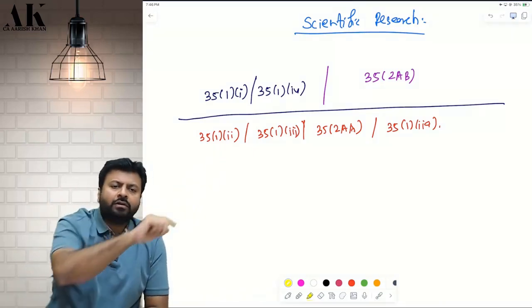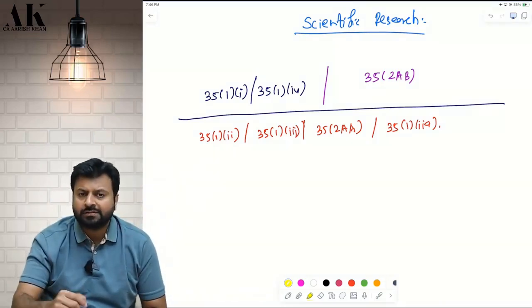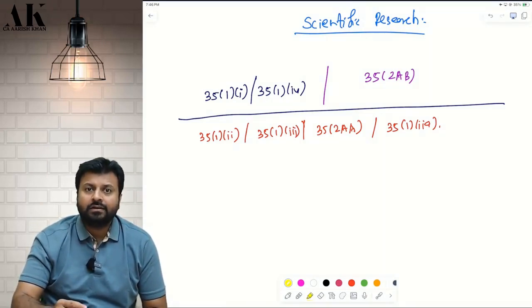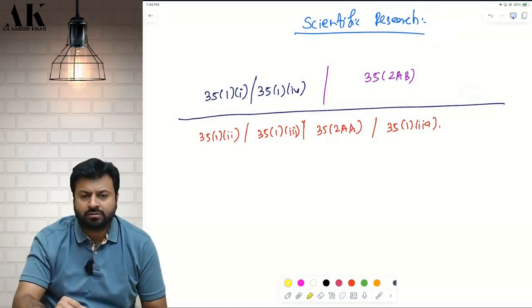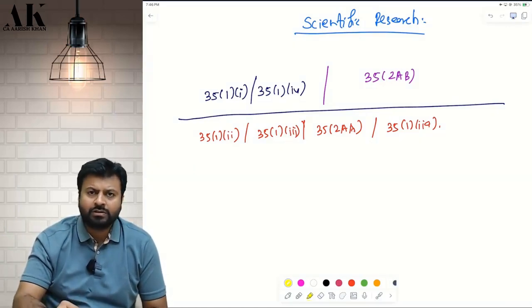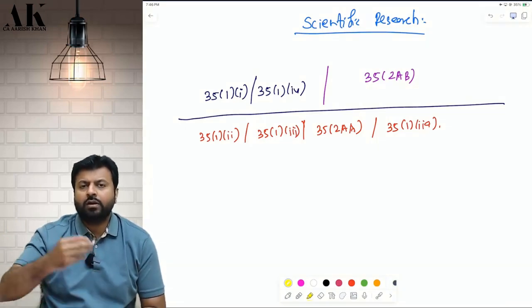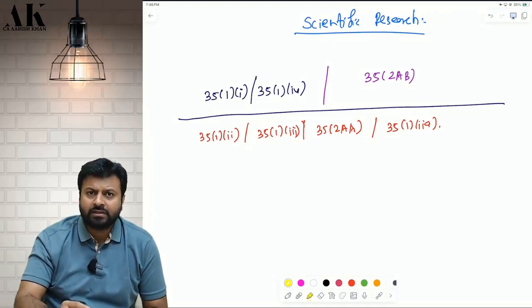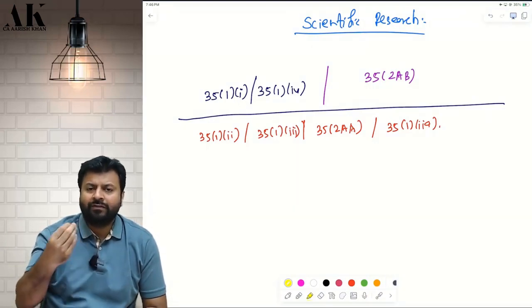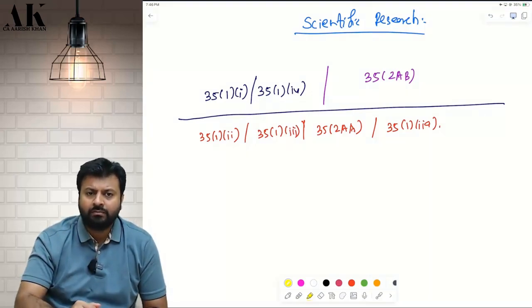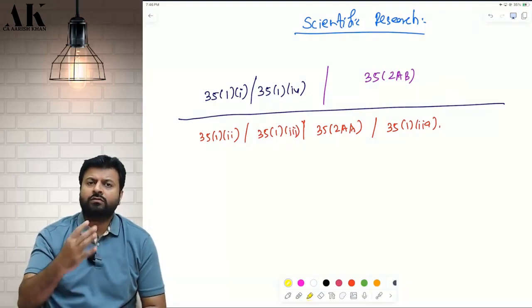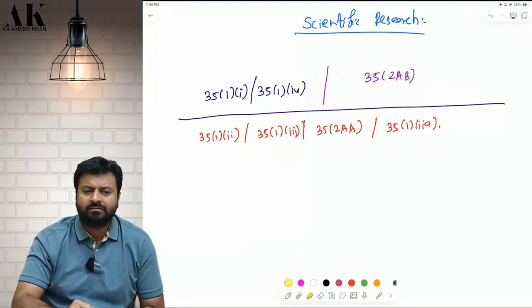What about the below 4 sections? Here, you have to help others to do scientific research. How will you help them? By donating, by contributing. If you are giving donations to scientific research associations, colleges, universities, or companies engaged in scientific research, and you are financially helping them, we will give you a deduction of the donation. Are you clear? We will give you the deduction of the donation.